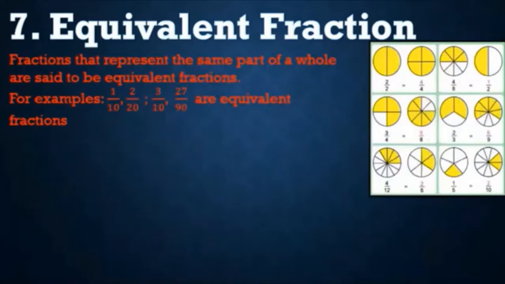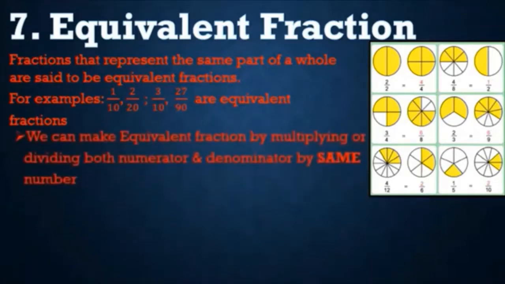Like 2 by 2 equals 4 by 4. 4 by 8 is equal to 1 by 2. 3 by 4 is equal to 6 by 8. 2 by 3 is equal to 6 by 9. 4 by 12 is equal to 2 by 6. 1 by 5 is equal to 2 by 10. These are all equivalent fractions. We can make an equivalent fraction by multiplying or dividing both the numerator and denominator by the same number.